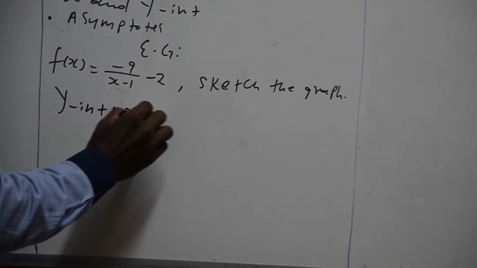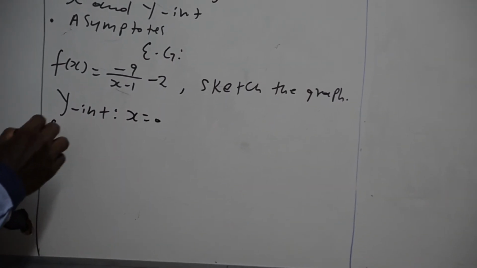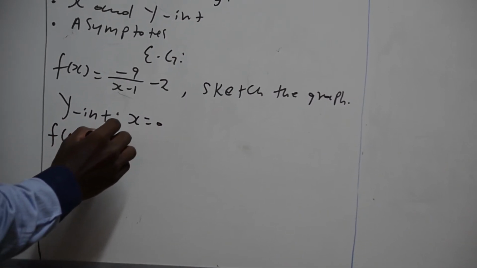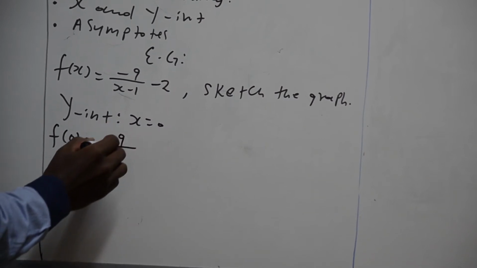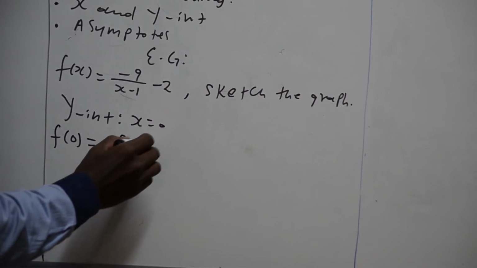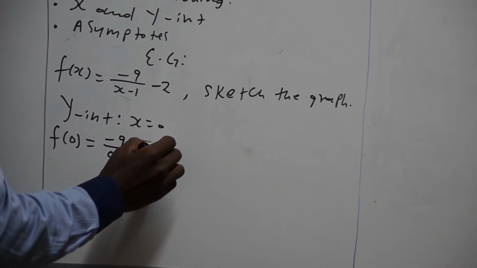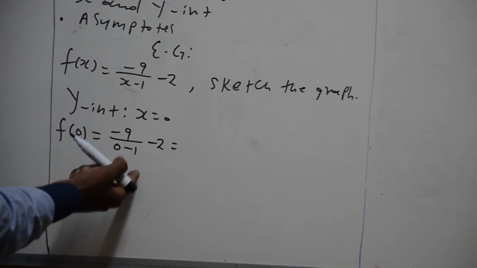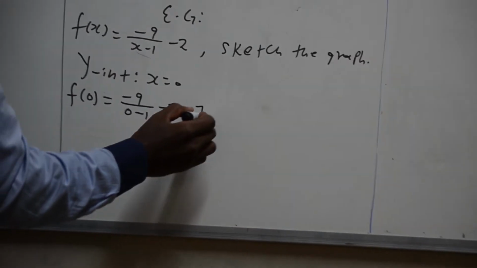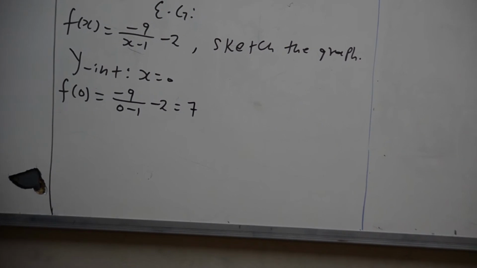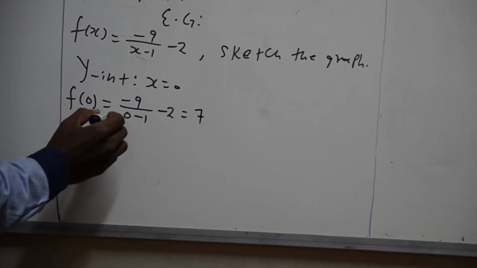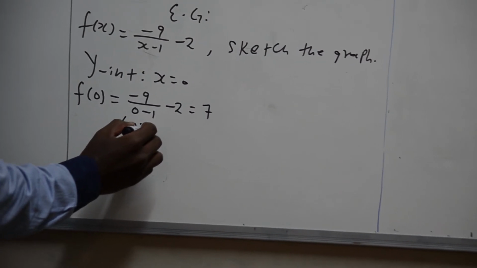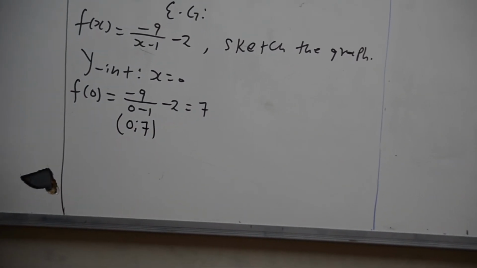Yes, x is still equal to 0, but the y-intercept is different because we don't have c as with a parabola. So just put 0 in place of x and punch it in your calculator. So 9 divided by minus 1 is positive 9, minus 2, which is 7. So your y-intercept is 0, 7, because you put 0 in place of x.